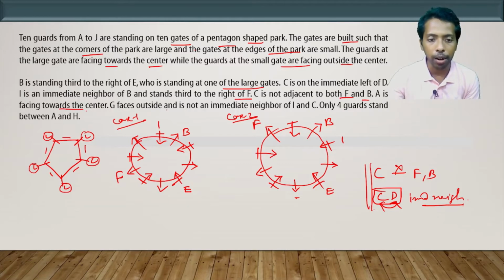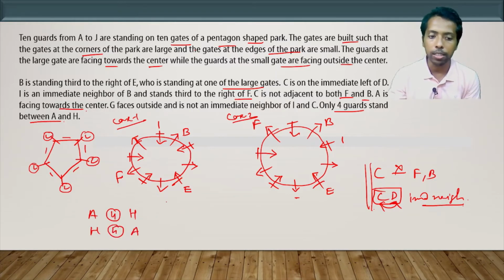G is facing outside and is not immediate neighbor of I and C. Only 4 gaps between A and H. One important note here, the very last statement here. Only 4 gaps stand between A and H. That means what? A 4 H or H 4 A. Either way it can be possible, because it's just mentioned that between A and H only 4 persons would be.